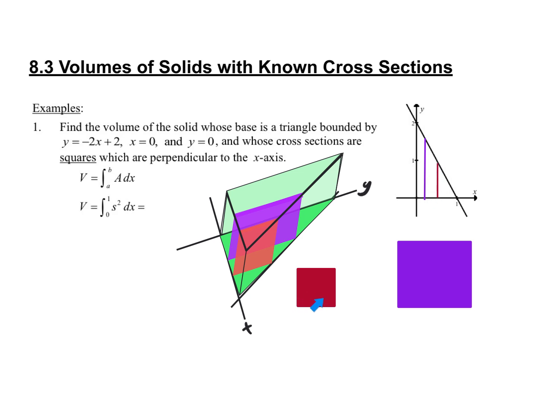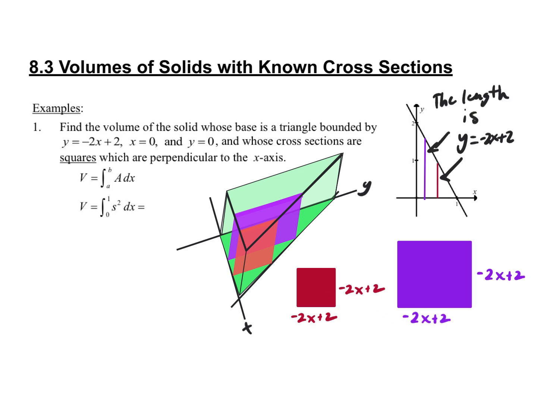If this is the bottom, and it's a square, then both sides are the same length. That length is negative 2x plus 2. And so I have a square with all the sides being defined by that y. So far, so good? All right. Now I need to just put it into our integral formula. Some of these will say set up, some of them will say find the volume. So all I've got to do then is plug that in.